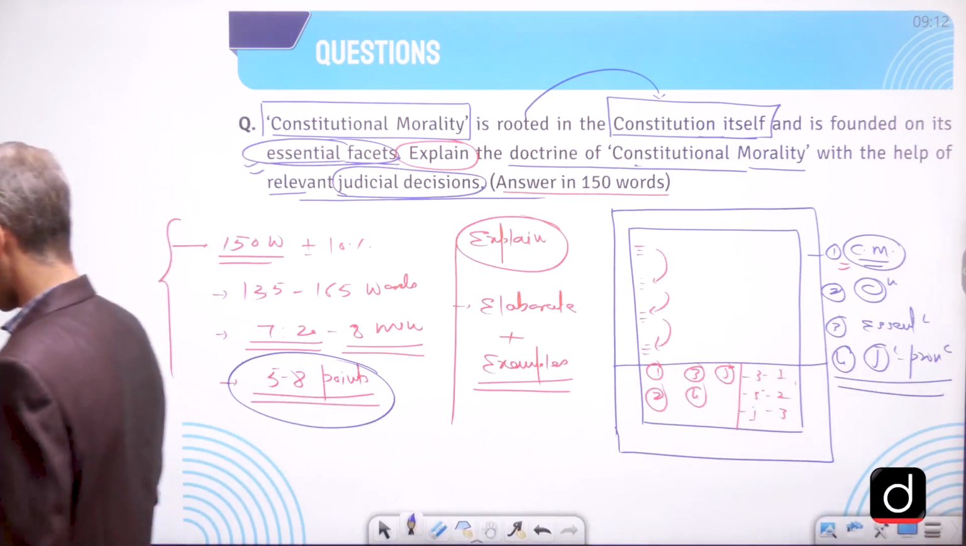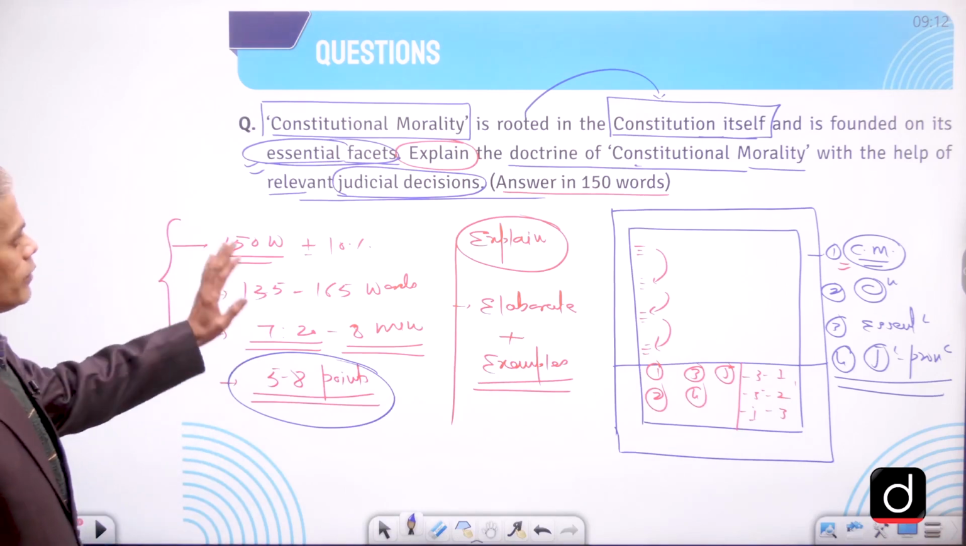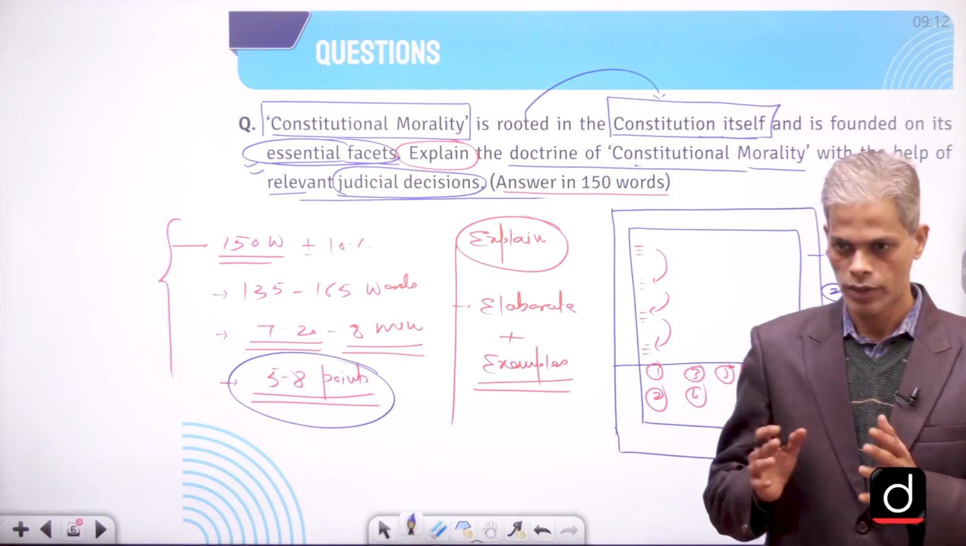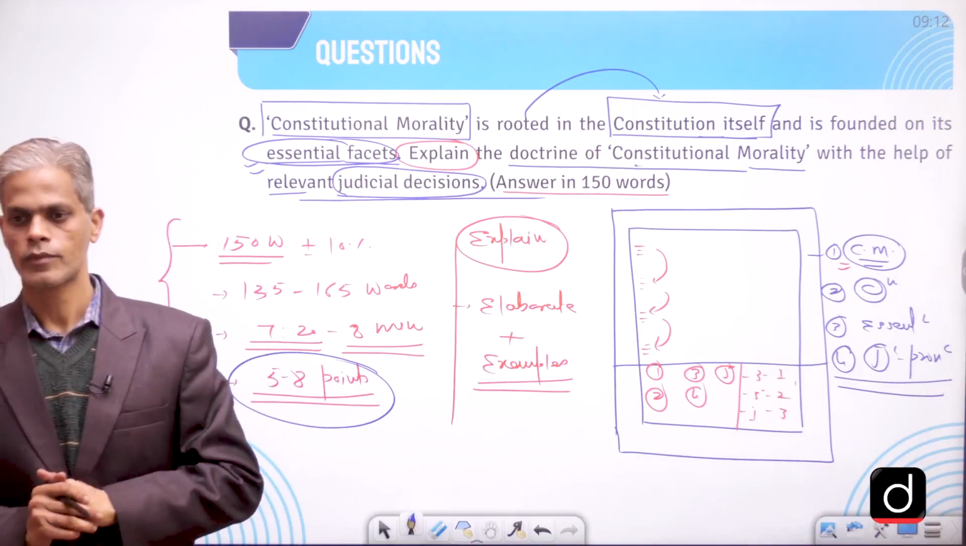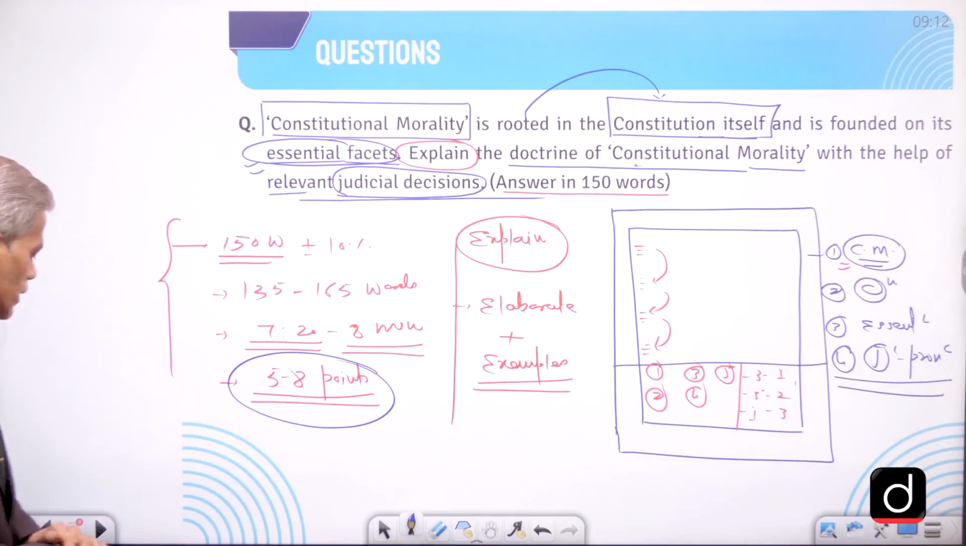Is that clear? So this is what we can say is related with the term constitutional morality, and one answer for this question, or how we should go about this question. So I hope it's clear now. Perfect. Let's move on to the next one.